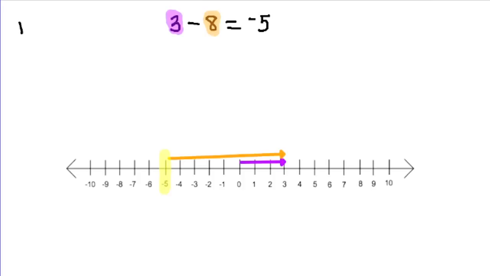We can use tiles again to do the same thing, positive tiles and negative tiles. And I'll just quickly draw my 3 positive tiles.